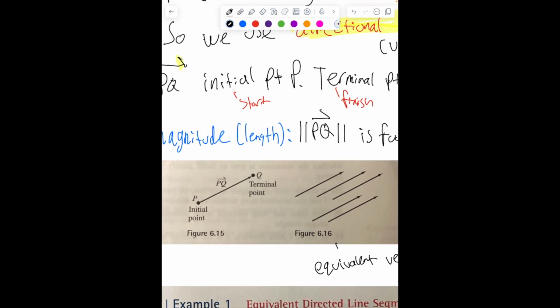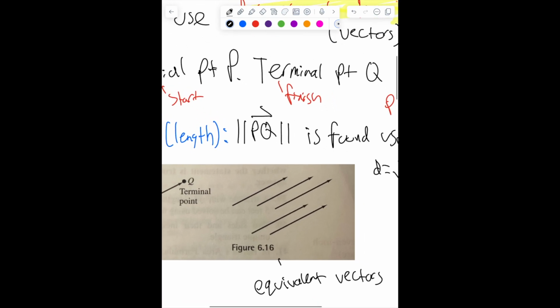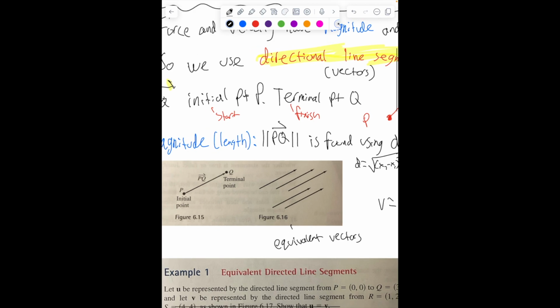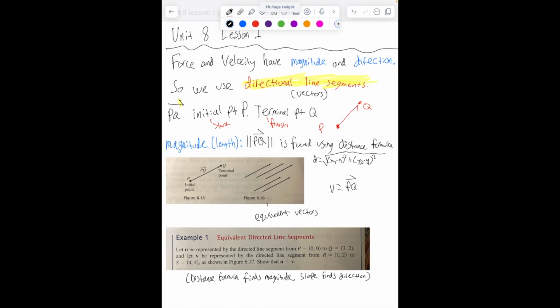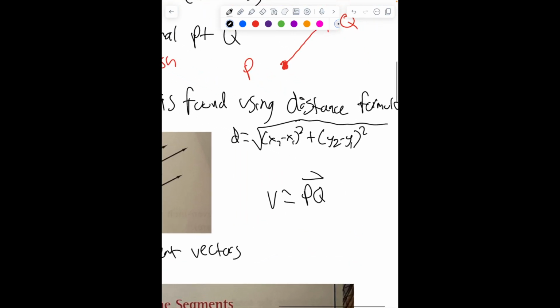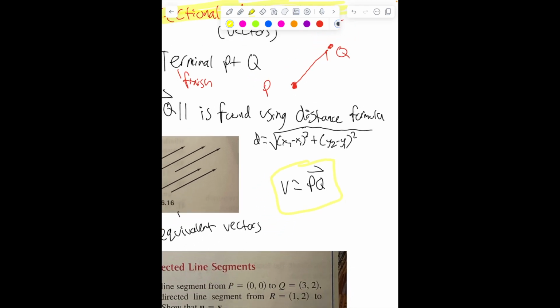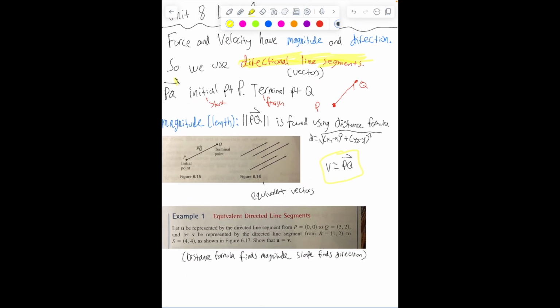If I start at P and go to Q, all of these lines over here, figure 6.16, would be equivalent vectors. Those are going to be the exact same distance, the exact same direction, the same magnitude and direction. That's why those would be called equivalent vectors. And this is the terminology or the symbol we use: vector equals PQ, with that little half arrow on top.